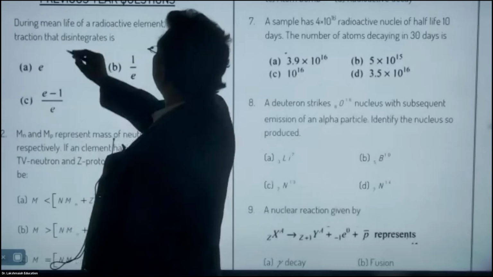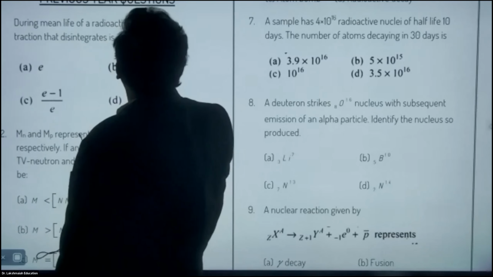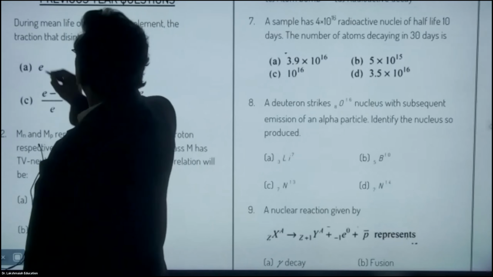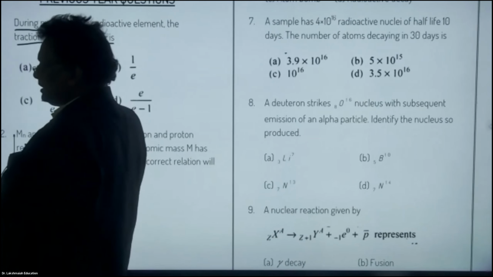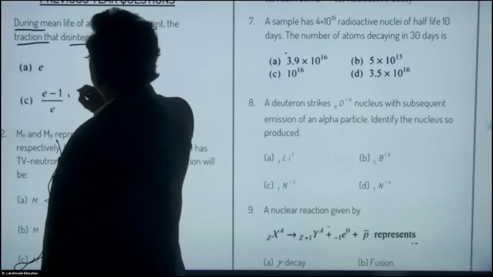Have you done this? The first question. During mean life of radioactive element, the fraction that disintegrates, that you have to find out. So means disintegration fraction. Option C, (e minus 1) upon e. Yeah, that is correct. How did you do it?